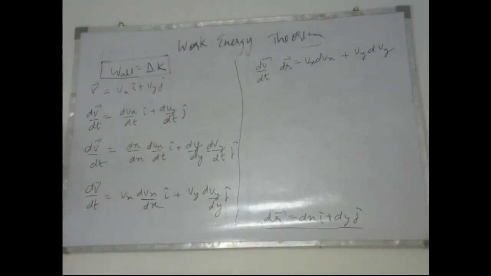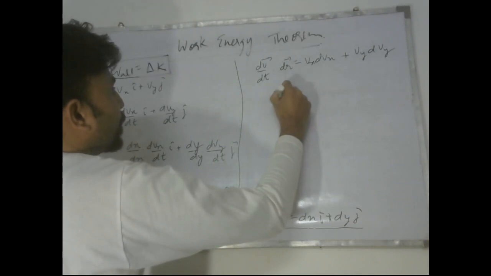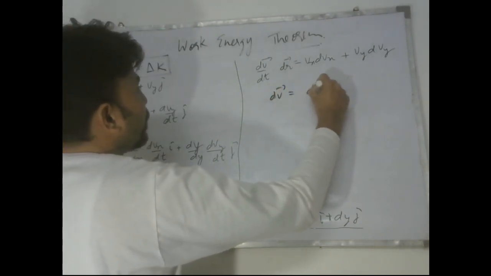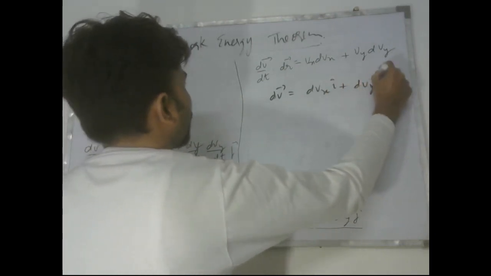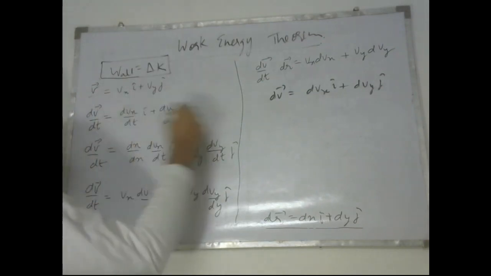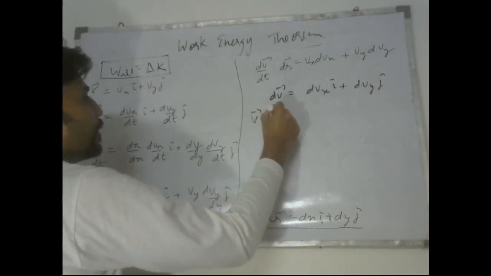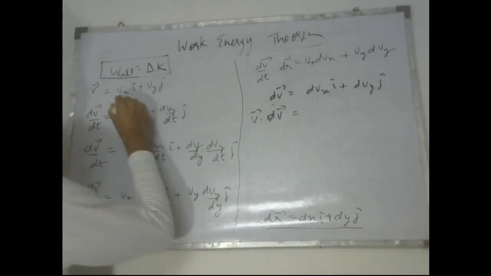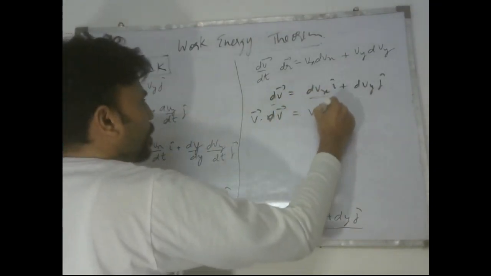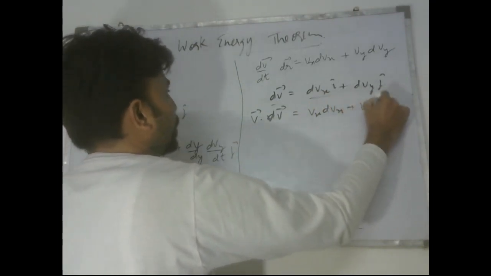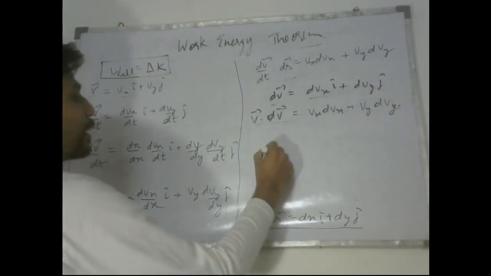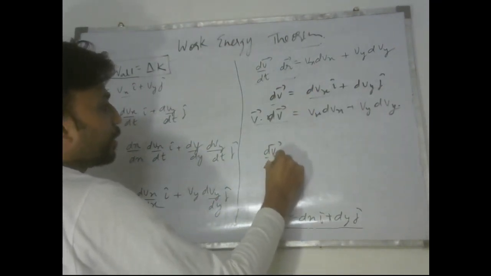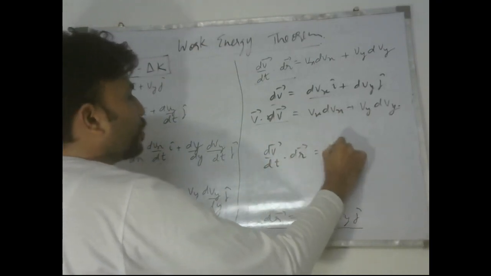Now in the same way, if we were to take the expression dv vector, what is dv vector? So dv vector would come out to be dvx i cap plus dvy j cap. So taking dot product of v vector and dv vector, we would get v dot dv. So this would come out to be vx into dvx plus vy into dvy. So this is equal to this. So I can write that dv by dt dot dr is equal to v dot dv.